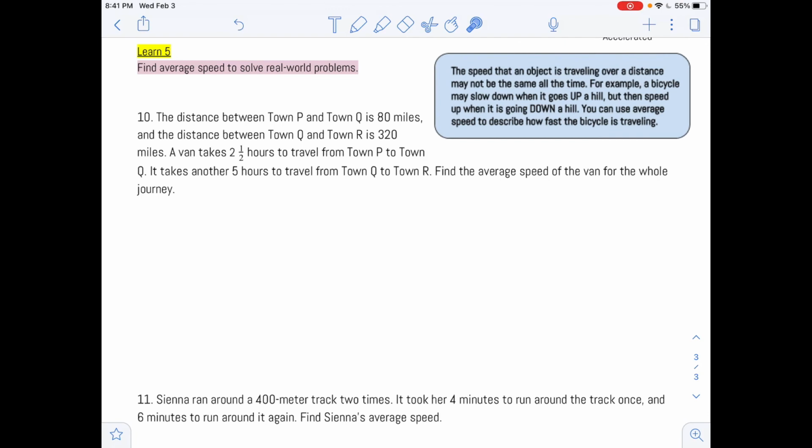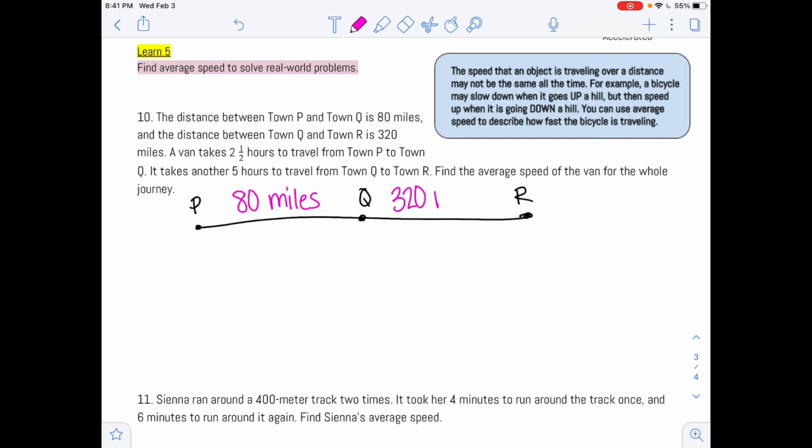So given the next problem here, the distance between town P and town Q is 80 miles. And then we have a distance between town Q and town R being 320 miles. So it's going to be helpful for us to maybe visualize this. So we've got our three towns. We have P, Q, and R. Our distance between P and Q is 80 miles. Our distance between Q and R is 320 miles.